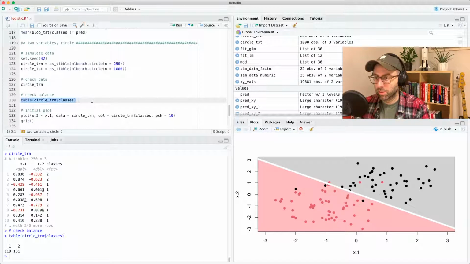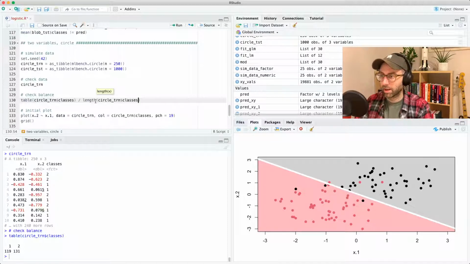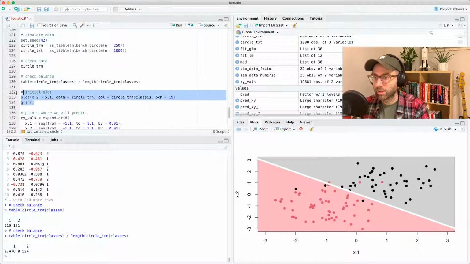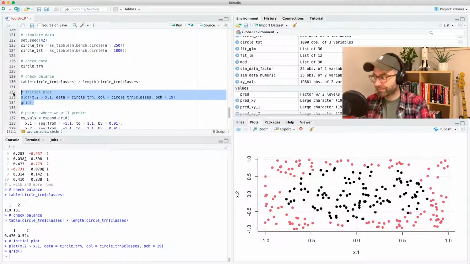We could do a nice little trick here if we wanted to see the proportions, because this time there's not 100 observations, so it's not easy to see. So 52% of the training data is the second class. Okay, cool. So let's plot this data.